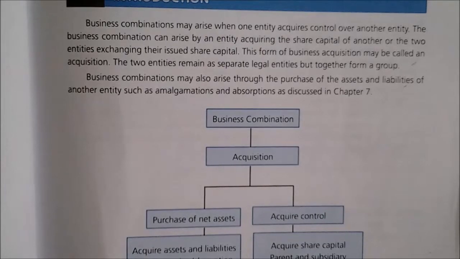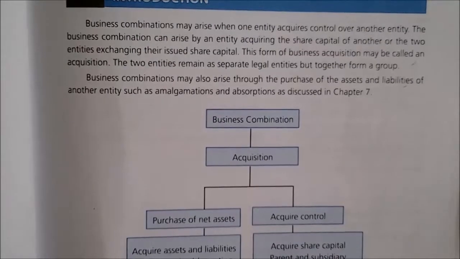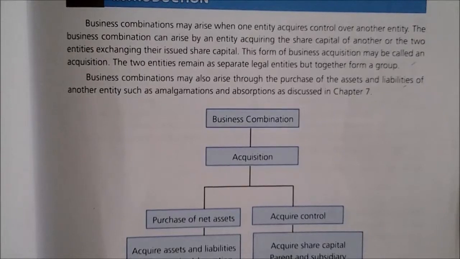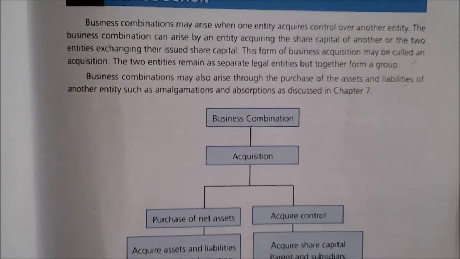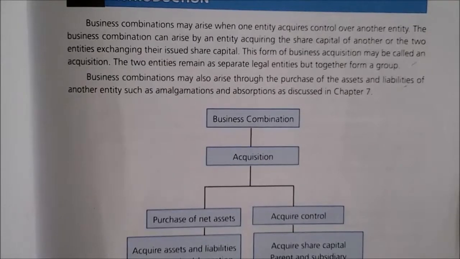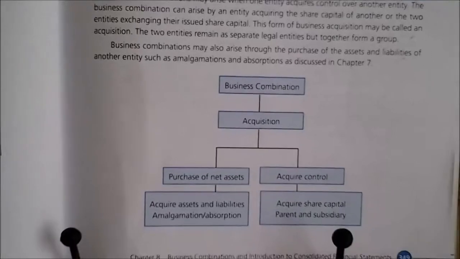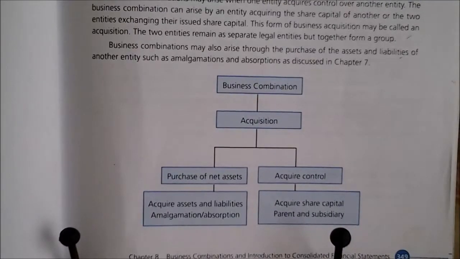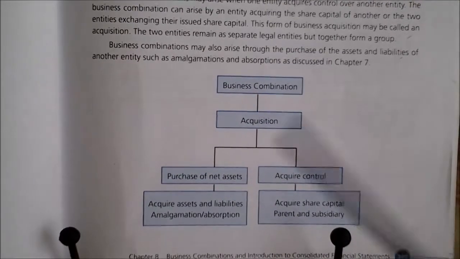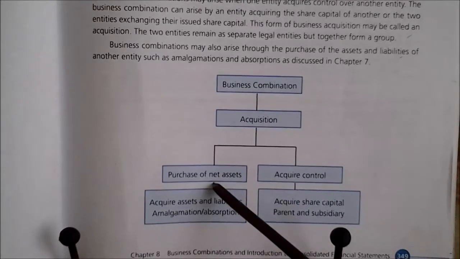A business combination can arise in two ways. Usually a business combination is also known as an acquisition, because A company acquired B company. So how is this done? There are two methods of doing it. First, purchase of assets. You can buy the assets of the other company.